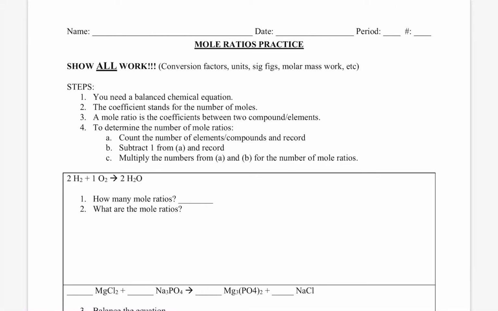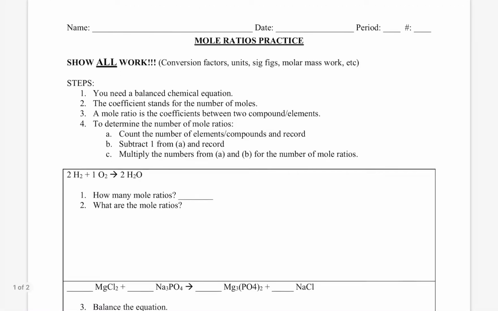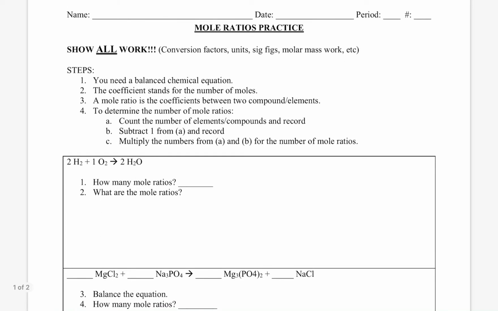We are talking mole ratios. So you did a reading on this earlier, and this is one of the assignments that's due this week. We'll do a couple problems together, and then hopefully that'll help you in finishing this off on your own. Okay, so I wrote down all the steps here that are necessary for you.